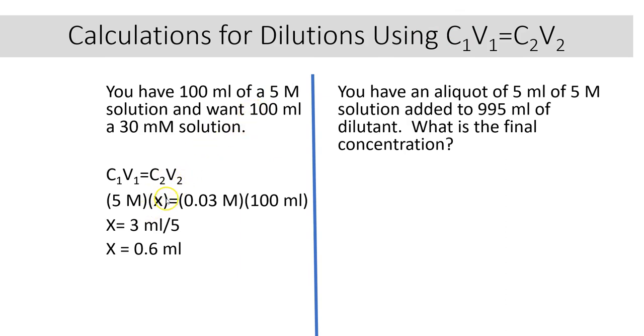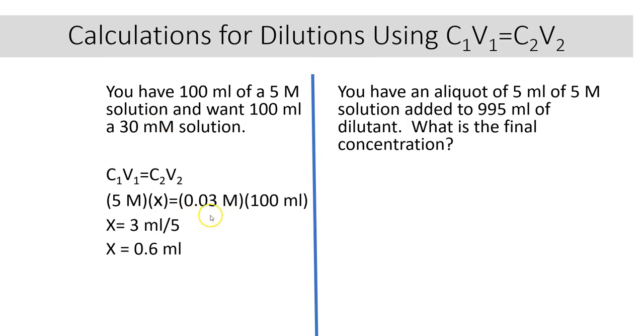We do not know the volume of the stock solution that we used, but we do know the ending concentration of our solution, which is 30 millimolar. Now this number is different than 5 molar. So you need to either convert 5 molar into millimolar, or you can convert the 30 millimolar into molar so that the units are the same.